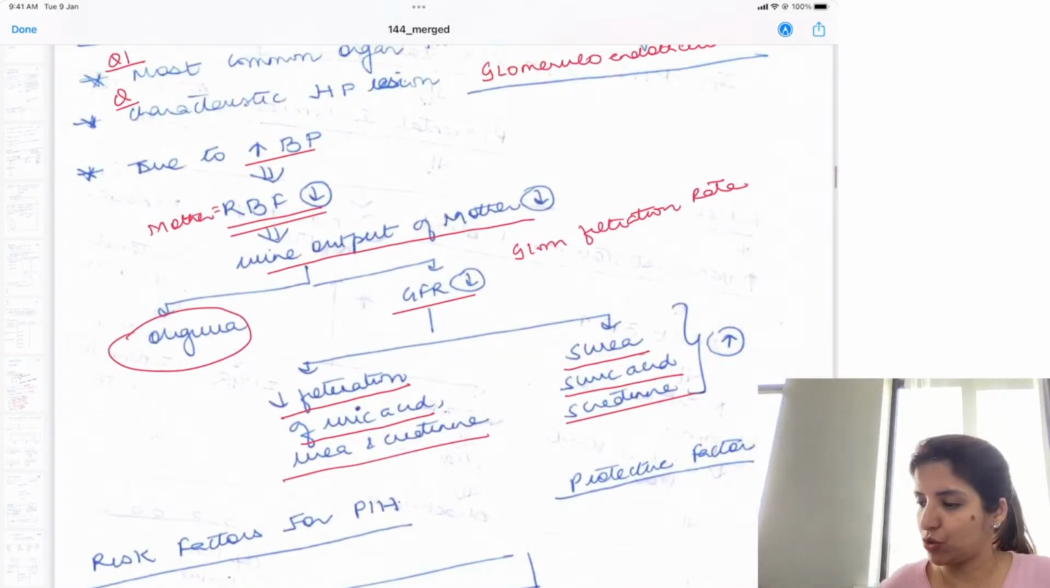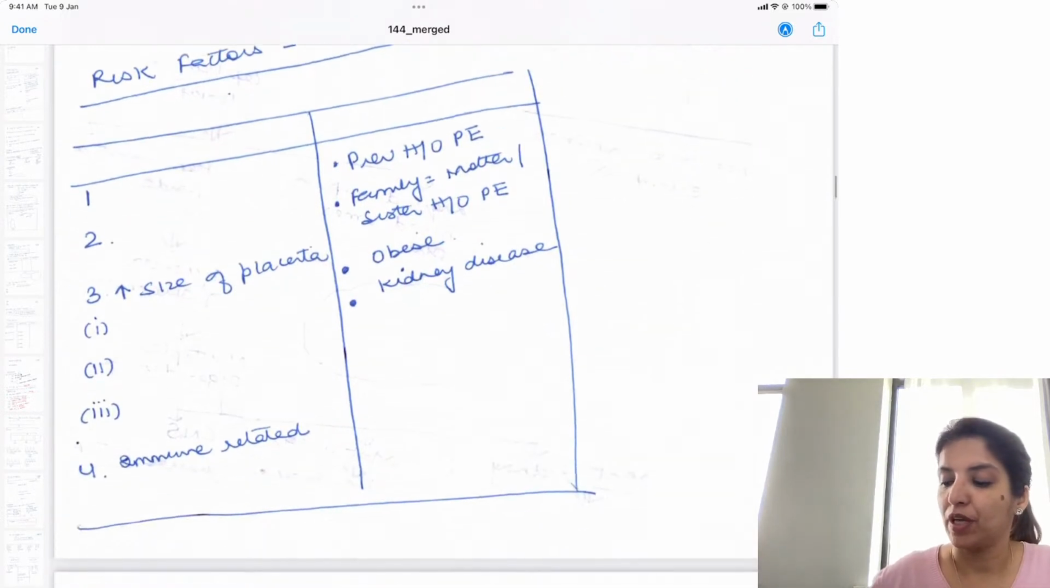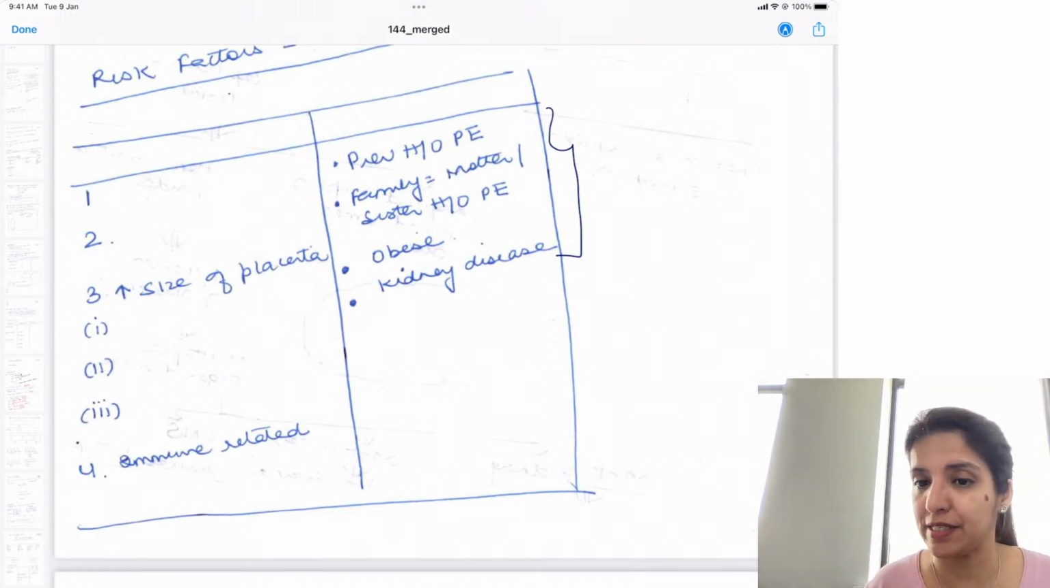Now go back to the same page which we were doing, which was your page number 149. I have to tell you about risk factors for PIH. I have divided it into 2 columns because if you look at the right hand side column, you don't need to mug it up. Just by looking at all this, you can say that yes, patient may have PIH. If there is previous history of Pre-Eclampsia, if there is mother or sister's history of Pre-Eclampsia, if female is obese, if she has kidney disease.